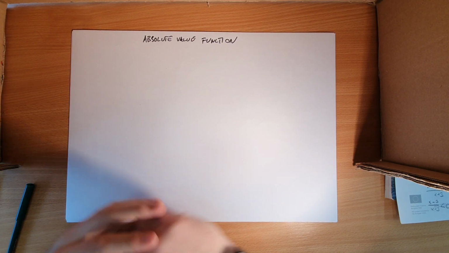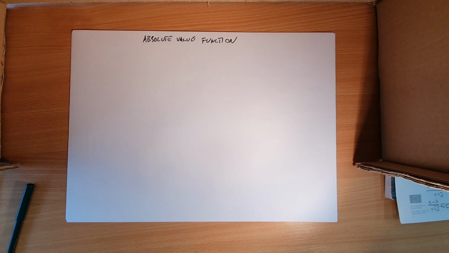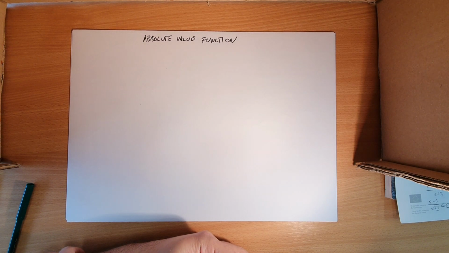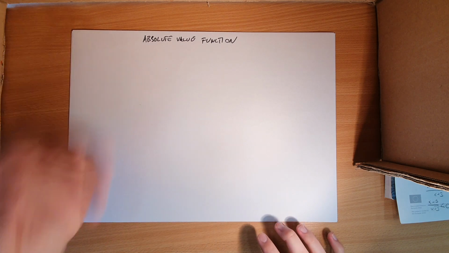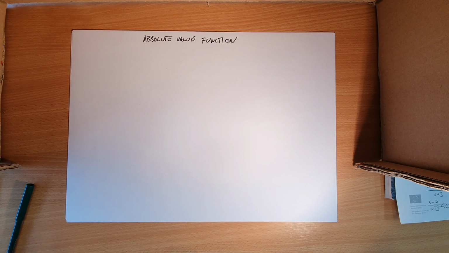Good day, everyone. So today's lesson is going to be the absolute value function. Now we learned about the absolute value, how it works. That the absolute value is basically the distance of a number from zero. And now we're going to introduce it as a function. Now, what is a function in mathematics? Let's go through that a little bit.